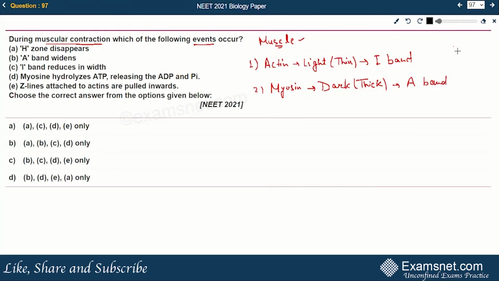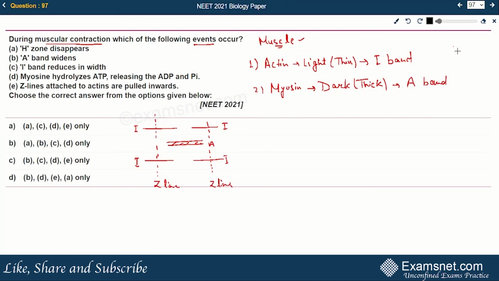Now how are these proteins arranged? Both the proteins are arranged as rod-like structures parallel to each other such that the I band or the thin filament overlaps the A band or the thick filaments. Can you see here that the I bands are overlapping the A band. Now there is an elastic fiber known as Z line which bisects these I bands. So all the I bands will be bisected by the Z line.